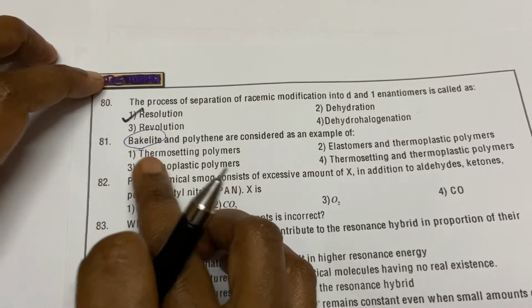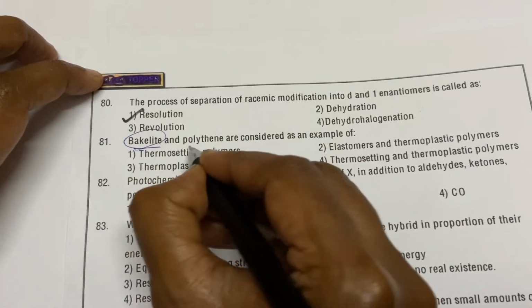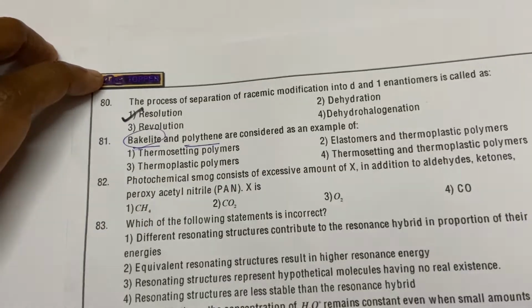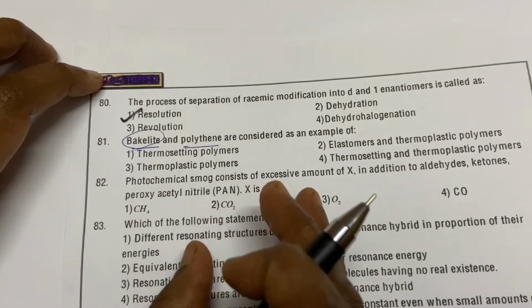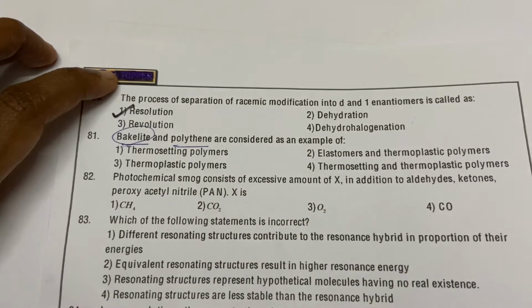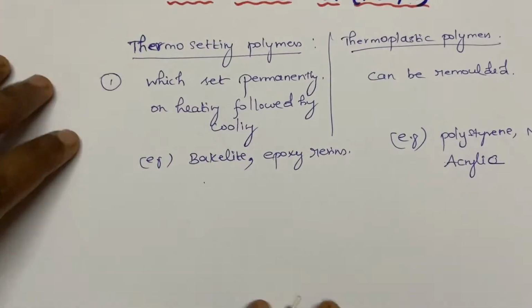See, question number 81. Bakelite and polythene are considered as an example of. They have given a set of options. You have to choose whether it is a thermosetting plastic or thermoplastic. So what is thermosetting plastic, students?